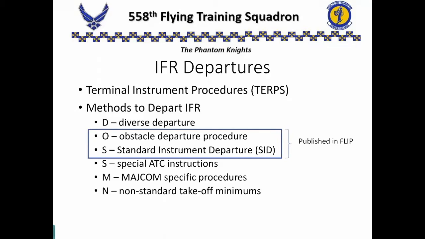Now, a quick review of the different ways to depart IFR. There are 6 of them. Most people use the acronym DOS-NO-MORE: Diverse departure, Obstacle departure procedures, Standard instrument departures or SIDs, Special ATC instructions, MAJCOM specific procedures, and Non-standard takeoff minimums. Keep in mind that the only published departure procedures that can be found in FLIP are the ODPs and the SIDs.